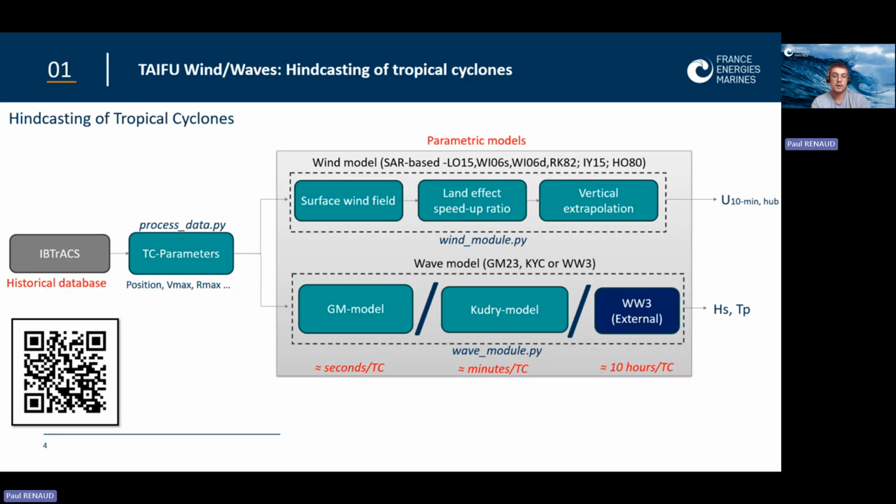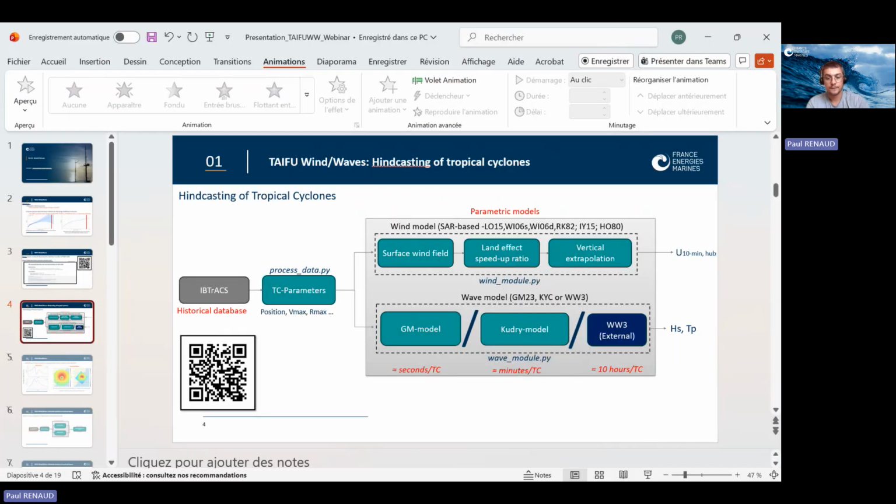For the wave, 2 parametric models are implemented. The first one is the parametric model from Young and Grossman-Matheson, which is very fast to run. And the second is a model that has been enhanced during the project, which is based on the propagation of Lagrangian particles. And so at the end, we can derive significant wave height and peak period at the site of interest. So I will switch to the notebook so you can see the implementation of TAIFU WindWaves and the main output.